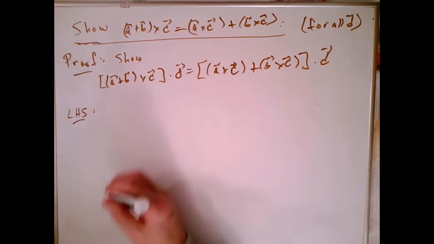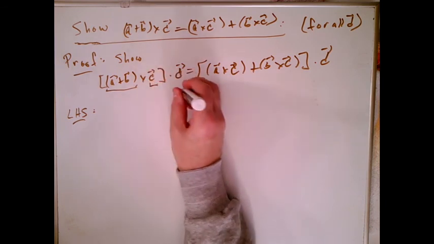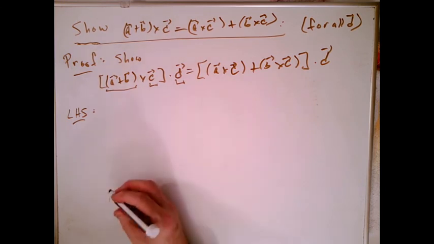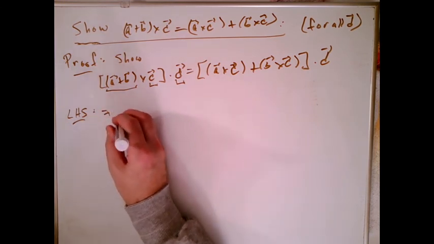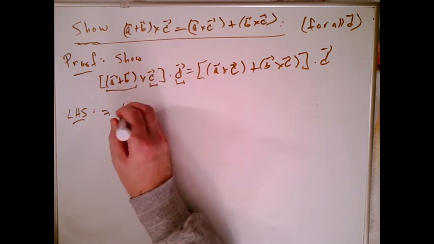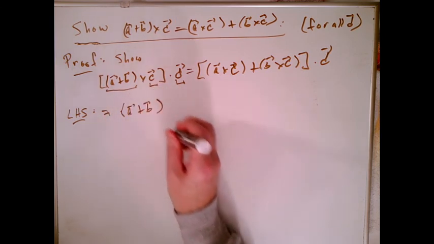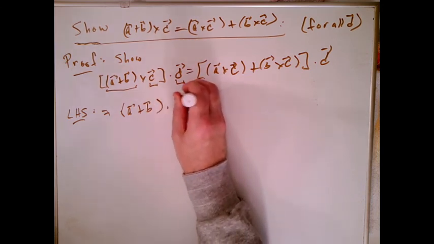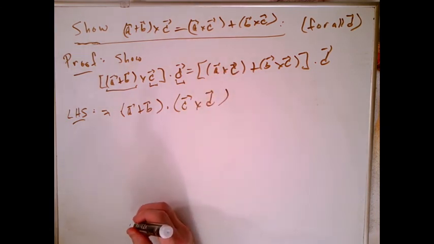So what we have, right, is U cross V dot W. And we know that if we want to associate the other way, we have to change it. So the left-hand side is going to be equal to, I'm going to associate the other way, A plus B dot C cross D, like that. Now how does that help?